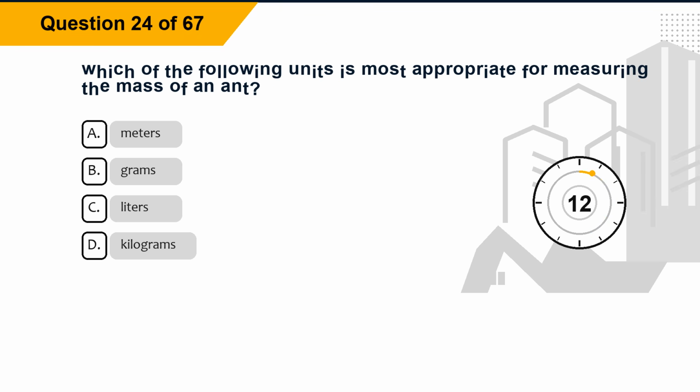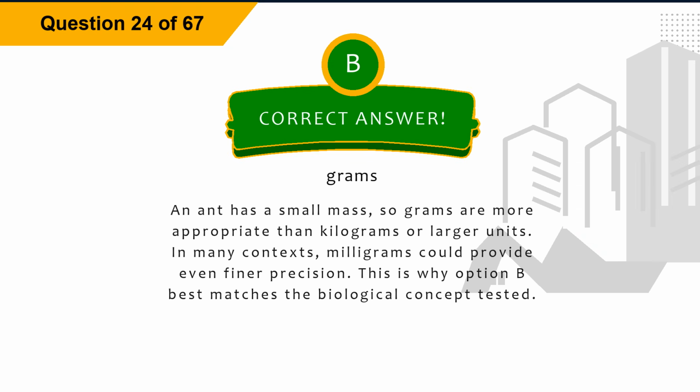Question 24. Which of the following units is most appropriate for measuring the mass of an ant? Option A, meters. Option B, grams. Option C, liters. Option D, kilograms. The correct answer is option B, grams. Explanation: an ant has a small mass, so grams are more appropriate than kilograms or larger units. In many contexts, milligrams could provide even finer precision. This is why option B best matches the biological concept tested.